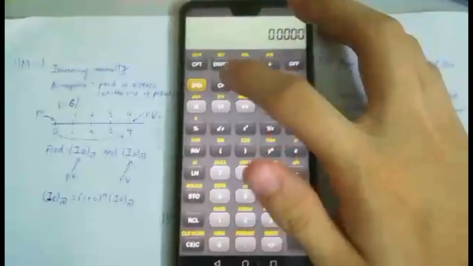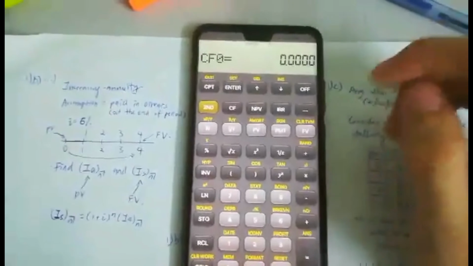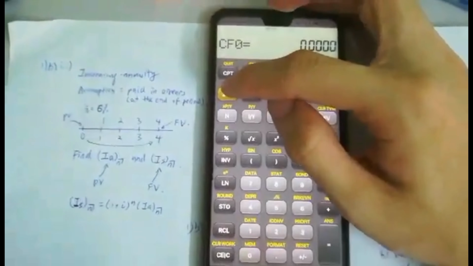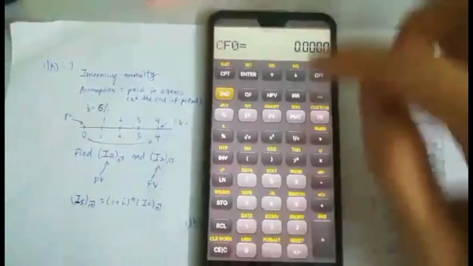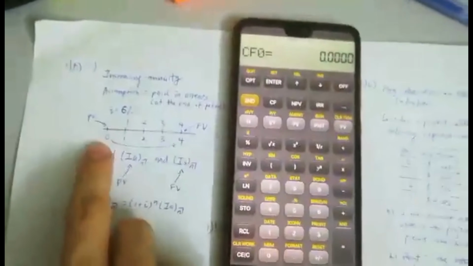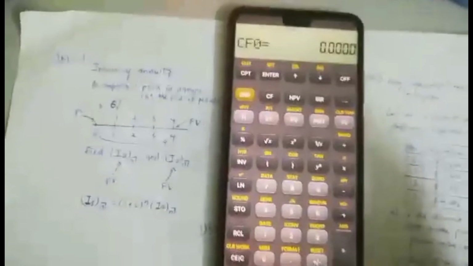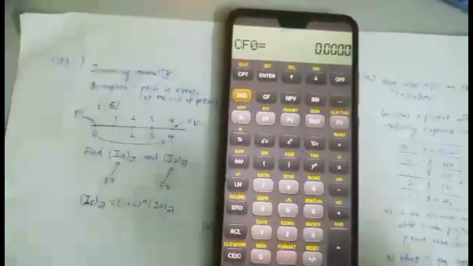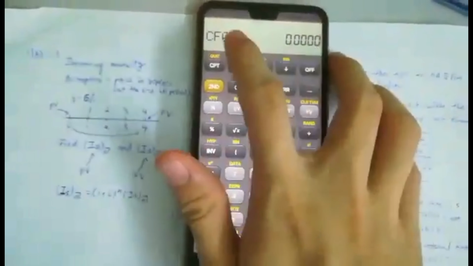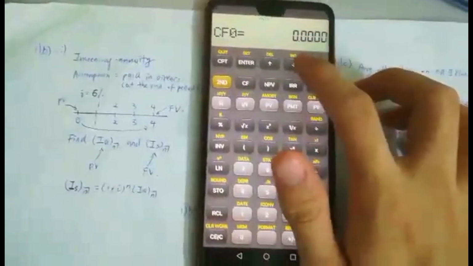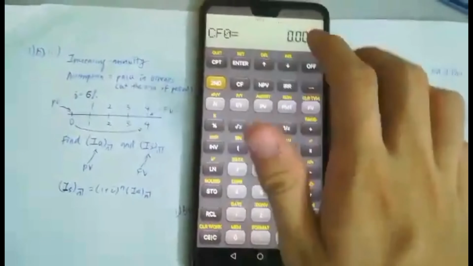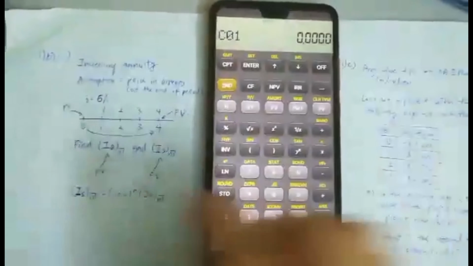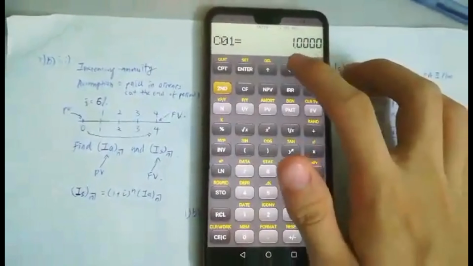Okay, so we start off with pressing CF. Okay, CF0 we clear first, second, and then clear. CF0 is equal to the time 0 cash flow. What is the cash flow? Okay, we press CF to initiate the cash flow worksheet. So CF0 is equal to 0. So we go down. Okay, press enter. Okay, remain. We go down. C01 is equal to 1. We press enter and then we go down.